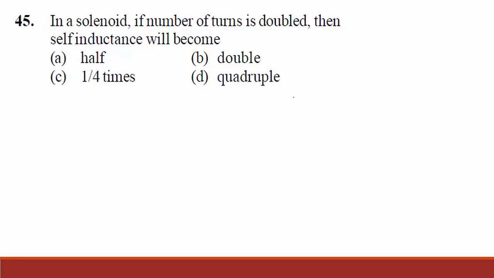In a solenoid, if number of turns is doubled, then self-inductance will become. What happens if the number of turns are doubled? See here, self-inductance of a solenoid. We studied in the EMI chapter self-induction of a solenoid, that is L, is directly proportional to N square. What is N? That is number of turns. We can write number of turns, that is capital N square.